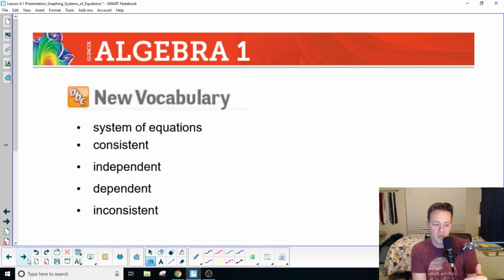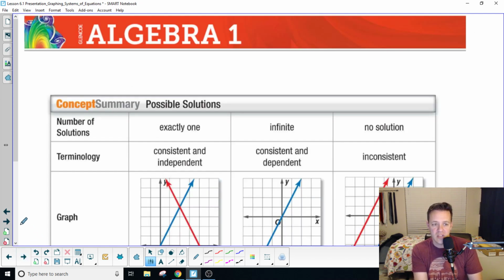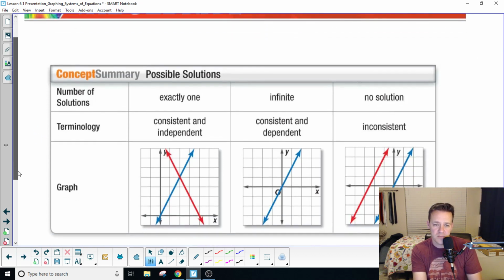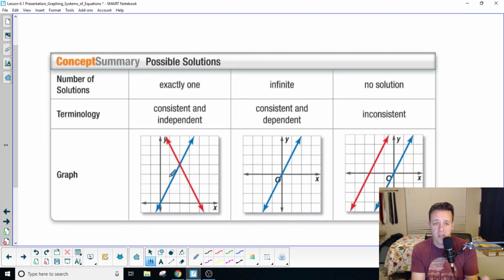And then also, if you look at your notes, here's the main example of what we're talking about, where the terminology of being consistent and independent are 2 graphs, okay, 2 equations that when you graph them, they create one solution that would be right here. Okay, infinite solutions would be consistent because there is a solution, but it's dependent, which means there are actually 2 lines graphed on top of each other. So it's kind of the infinite solution thing.